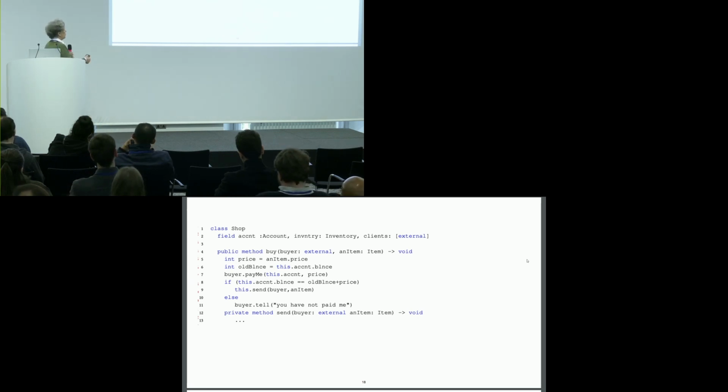So let's have a look at this class Shop, which has got a method buy. There is an external buyer, and he wants to buy a certain item. So what do we do? We calculate the price of the item that he wants to get. We calculate the current balance, and then we ask the buyer to send the money. So we tell the buyer, pay me into my account this price. And then we continue, we check whether he has paid. If he has paid, we send the item and so on.